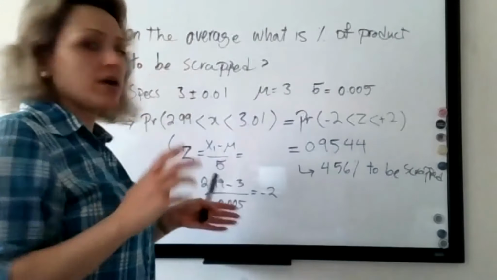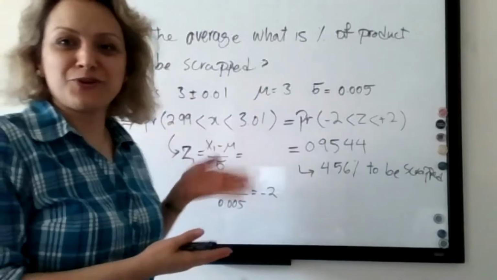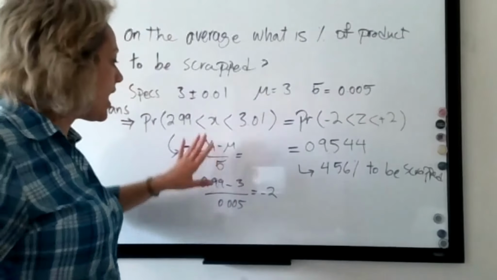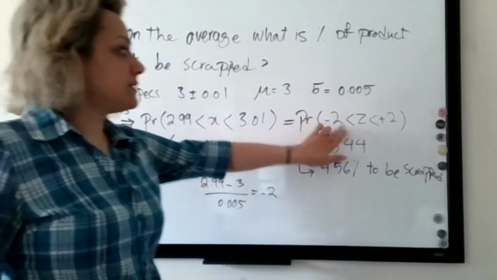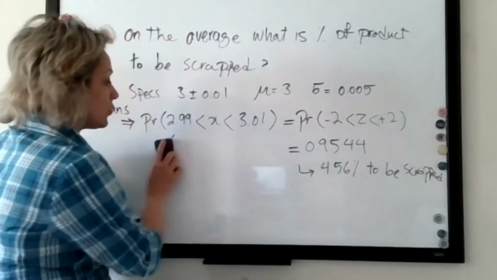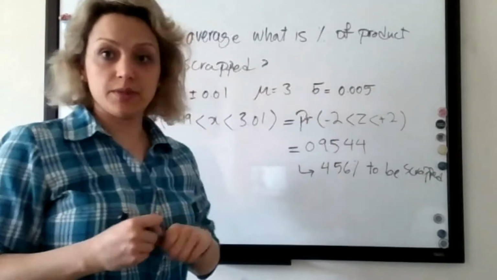It's up to you. If you write down PR, I would know that, but that's fine, as long as your procedure is correct. So we find out the upper bound and lower bound. We're looking for the probability of z between minus 2 and plus 2. The next thing we want to do is go to the table and find out the amount of the probability between them.